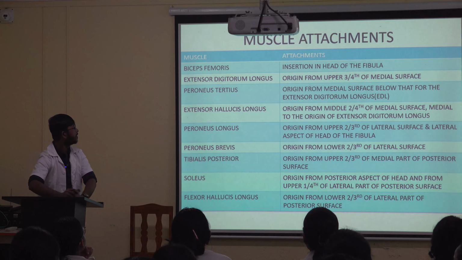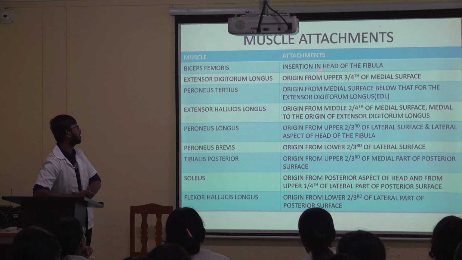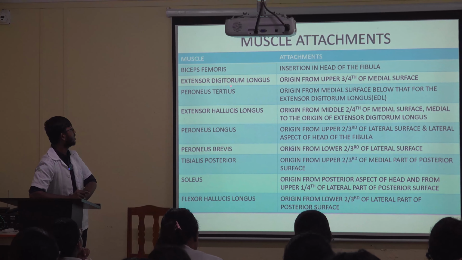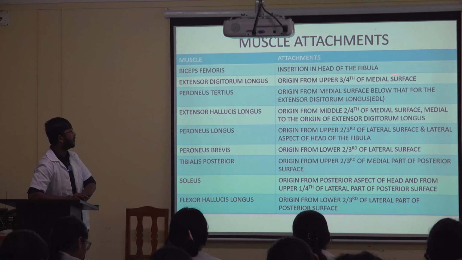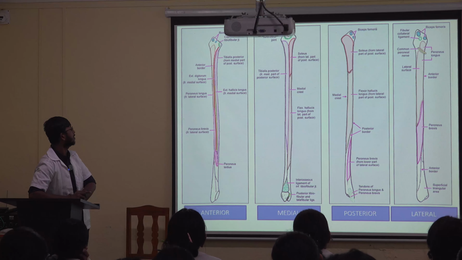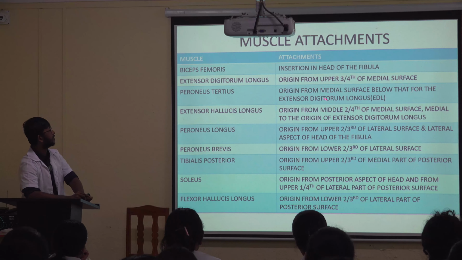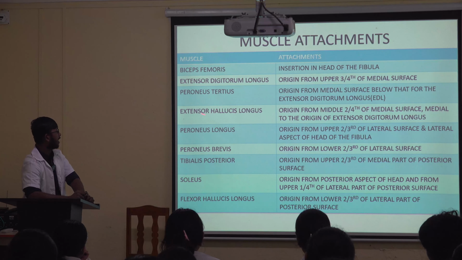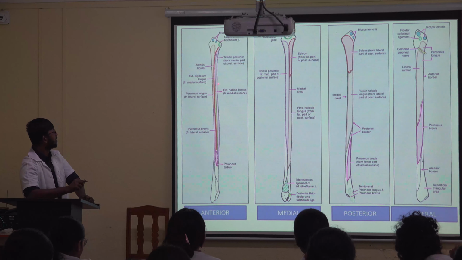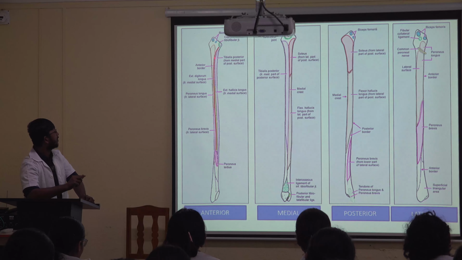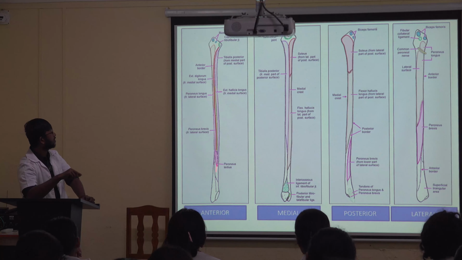Now the attachments. Biceps femoris: insertion in the head of the fibula. Extensor digitorum longus: origin from the upper 3/4 of the medial surface. See this one. Peroneus tertius: origin from the medial surface below that of the extensor digitorum longus. Extensor hallucis longus: origin from the middle 2/4 of the medial surface, medial to the origin of the extensor digitorum longus, just adjacent to this part. If the red muscle occupies almost 3/4 of the fibula, then 2/4 is occupied by the extensor hallucis longus.